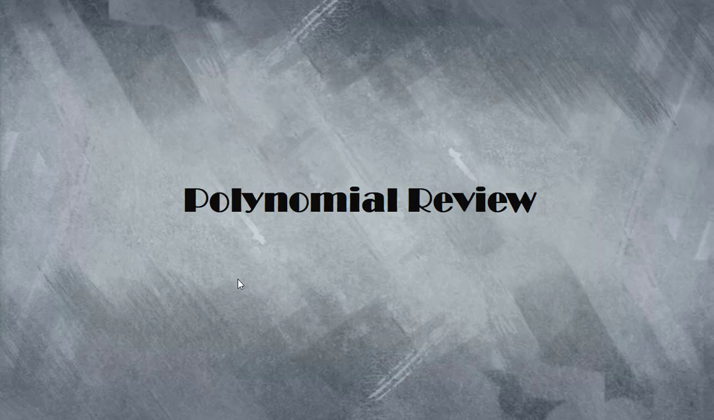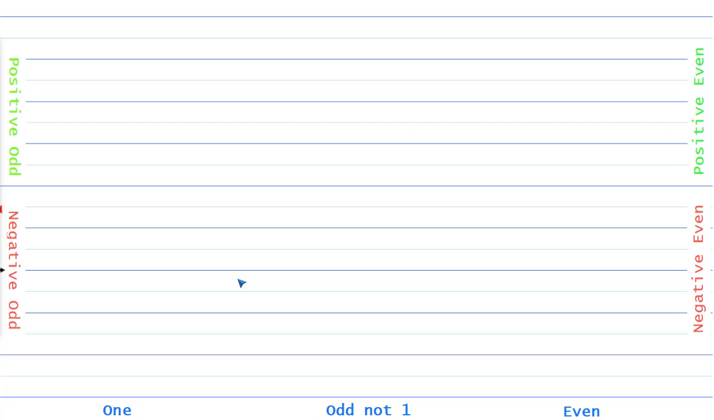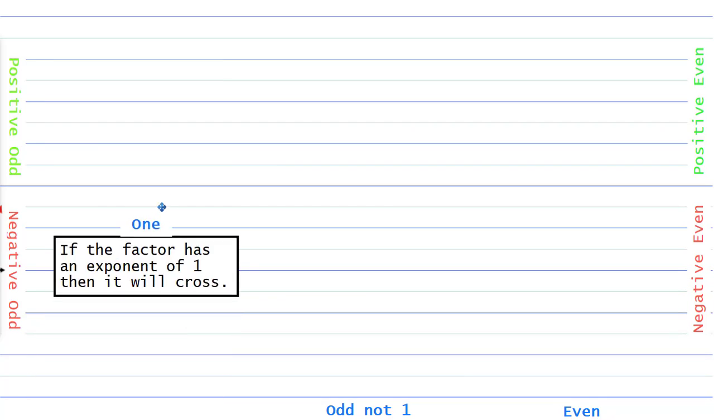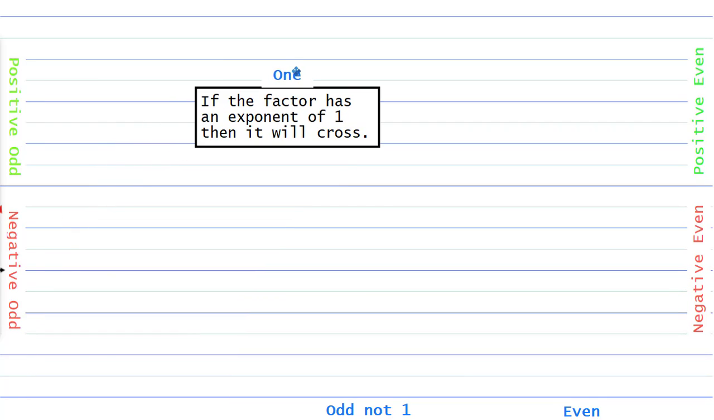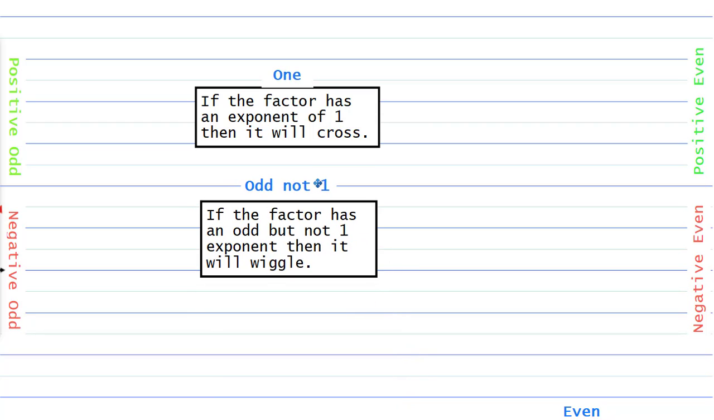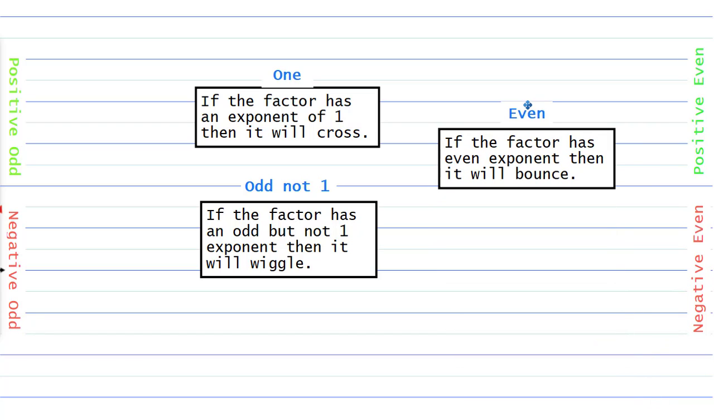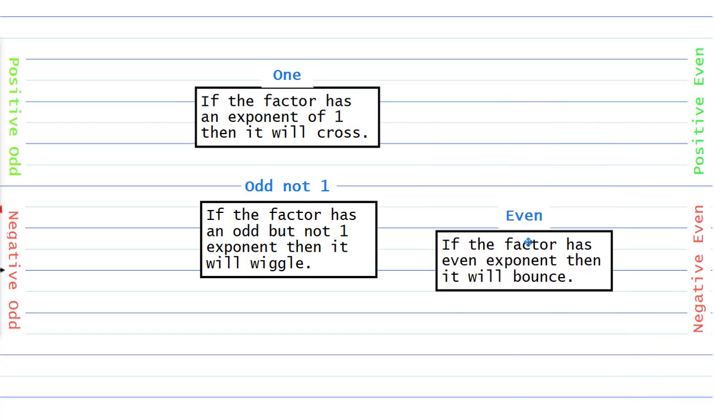So we're going to go over the polynomial review. First off, let's look at just the rules. So if the exponent is 1, then it will cross. If the exponent's odd, but not 1, it will wiggle. If it's even, it will bounce.